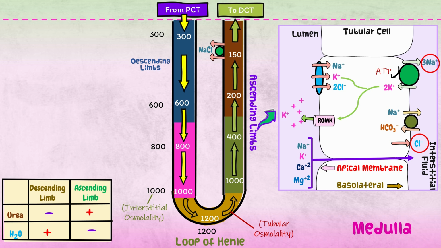As you can see, sodium and chloride are moving into the interstitium from the tubular cells of the ascending limb of the loop of Henle, so this increases the osmolality of the medullary interstitium. The main reason for the hyperosmolarity of medullary interstitial fluid is the active reabsorption of sodium chloride and other solutes from the ascending limb of the Henle loop into the medullary interstitium. These solutes accumulate in the medullary interstitium and increase the osmolarity.